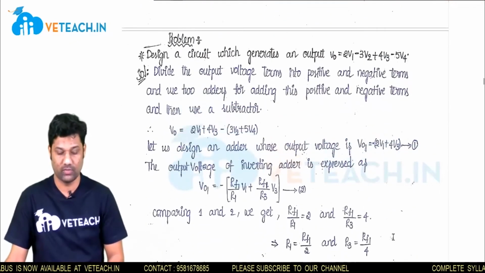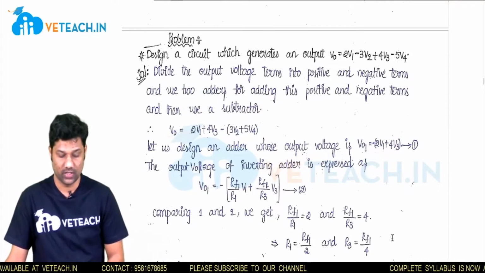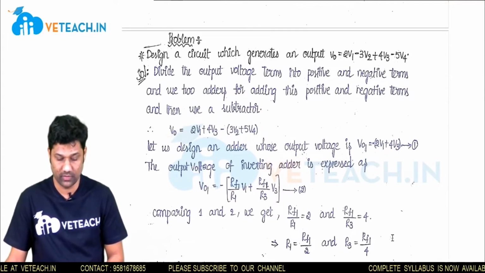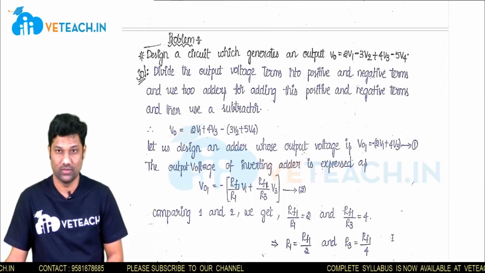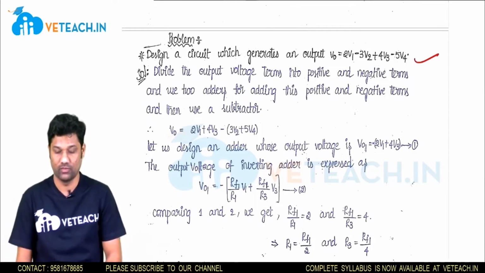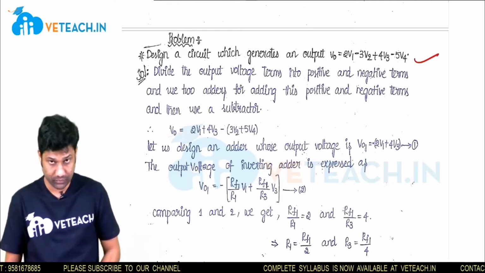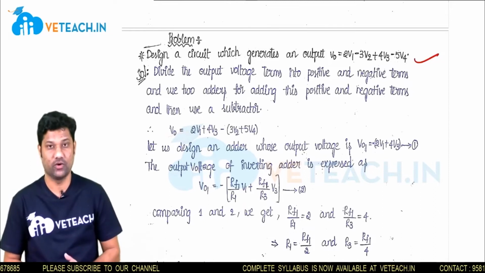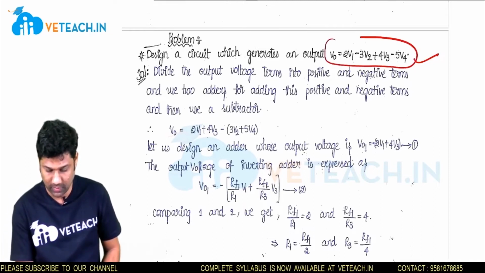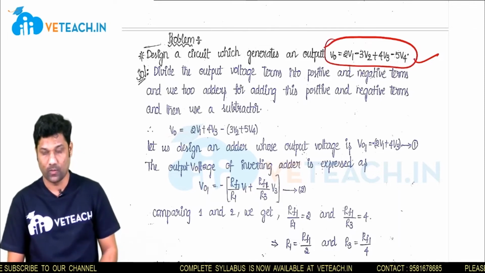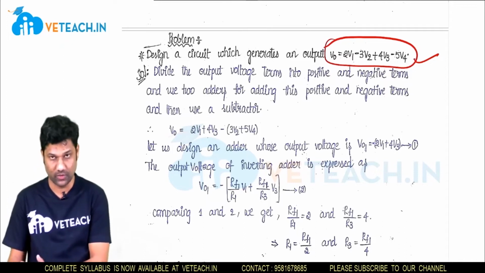Now we are going to see a simple problem using these adder and subtractor configurations. The problem asks: design a circuit which generates an output V0 equal to 2V1 minus 3V2 plus 4V3 minus 5V4. So this is the expression given, and we have to design a circuit which generates the output voltage V0. Now divide the coefficients, positive coefficients on one side and negative coefficients on the other.